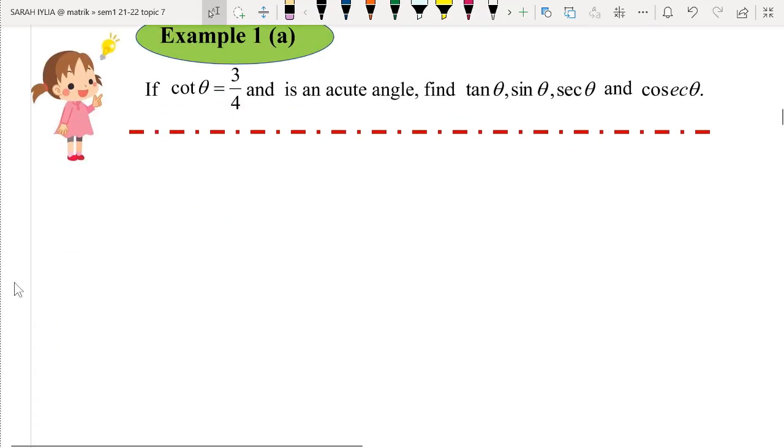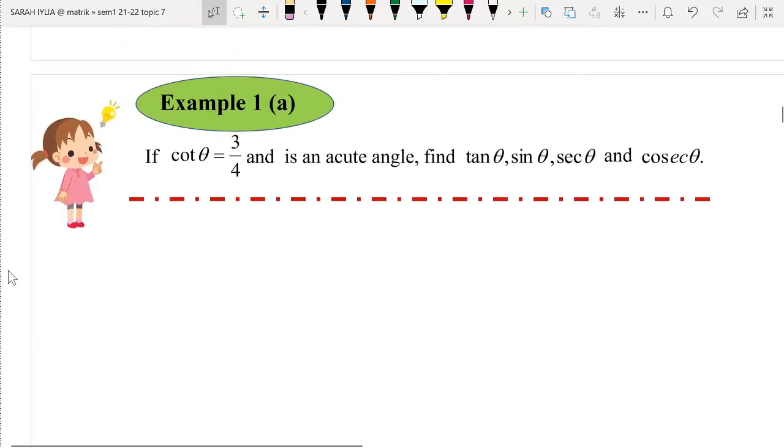Okay, we proceed with example 1 involving basic ratios. If cotangent theta equals 3 over 4 and theta is an acute angle, find tangent theta, sine theta, secant theta, and cosecant theta. When it involves an acute angle, remember the range. An acute angle lies in the first quadrant, which means theta lies from 0 up to 90 degrees only.